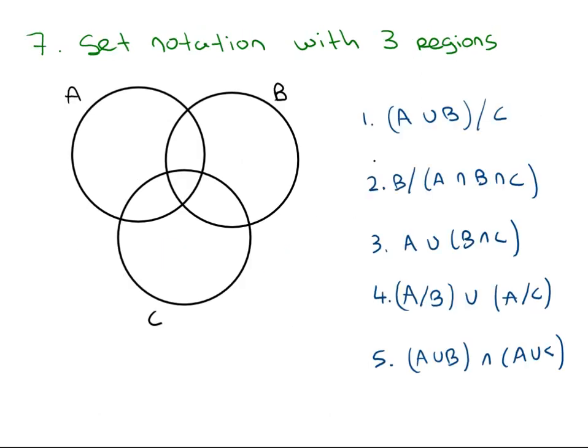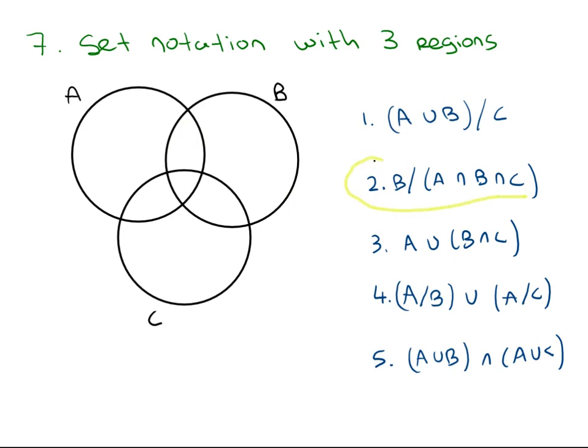Here we have set notation with 3 regions. So we're going to go one at a time here. And the first one, A union B less C, I'm going to shade in the regions, is everything in A and B, all of A and all of B, that's not in C, without C. So it's in here, and in here. So it's not including the set C.